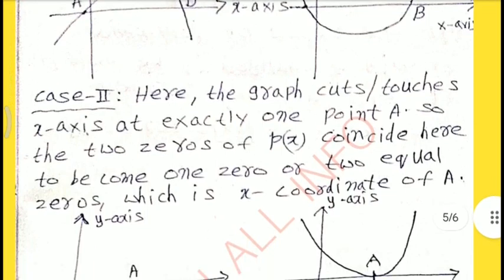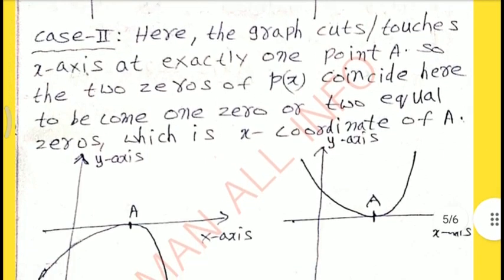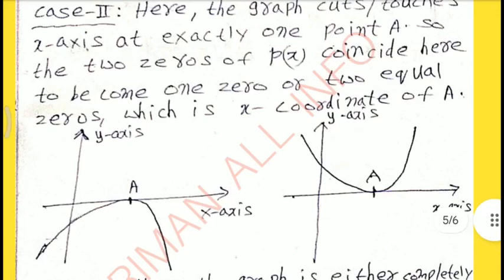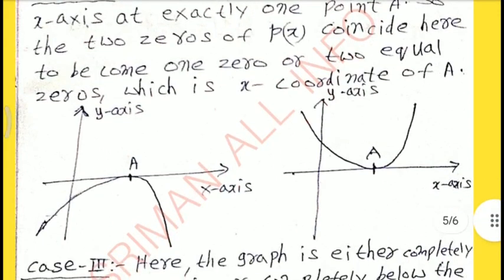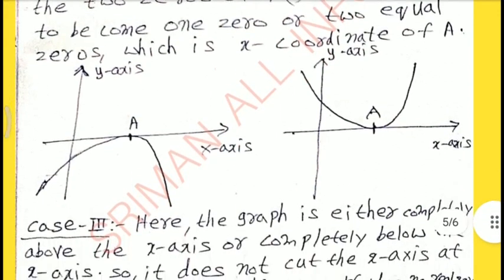Case 2. Here the graph cuts or touches the x-axis at exactly one point A. So the 2 zeros of p of x coincide here to become one zero, or 2 equal zeros, which is the x coordinate of A. The graphs are as shown in the figure.